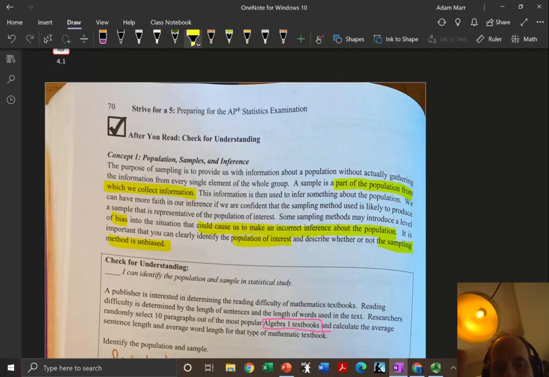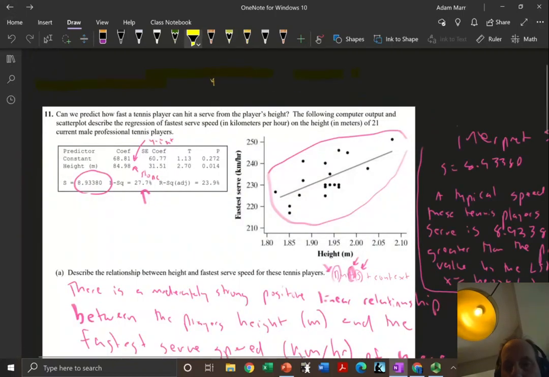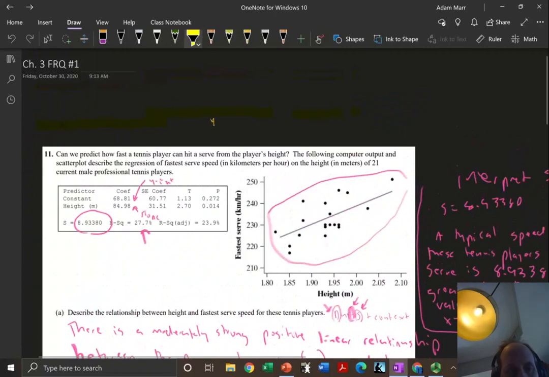This information is then used to infer something about the population. We can have more faith in our inference if we are confident that the sampling method used is likely to produce a sample that is representative of the population of interest. So you want a sample that's representative of the population of interest, and that will allow you to have more faith in your inference.